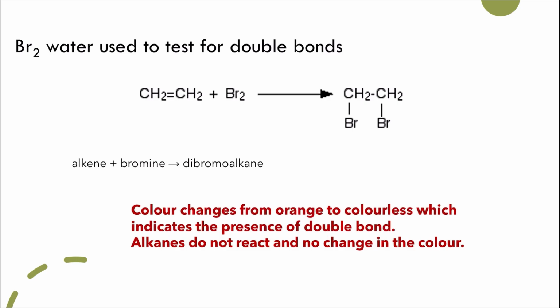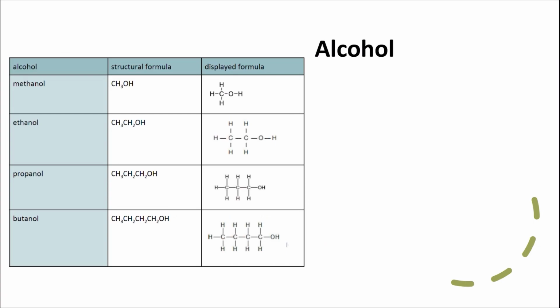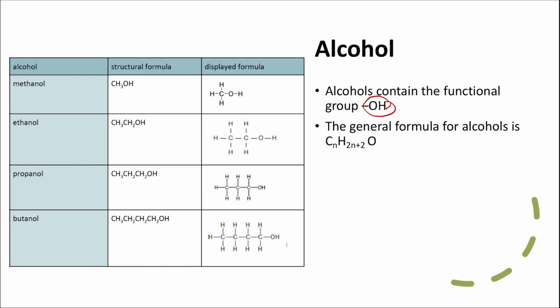Alcohol is the third class of organic molecule. It's not a hydrocarbon because it contains oxygen. Alcohols contain the functional group OH, and we talked about how when we add water to the double bond of an alkene, we will end up with alcohol. So alcohol contains the functional group OH. The general formula for alcohol is CnH2n+2O.